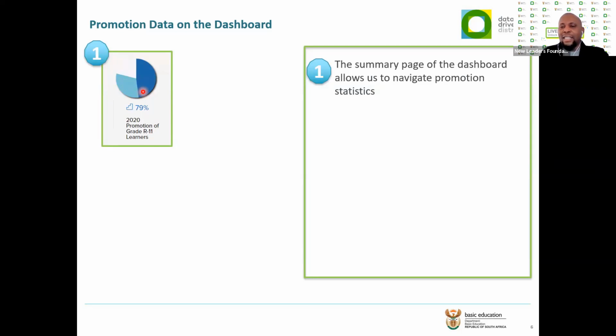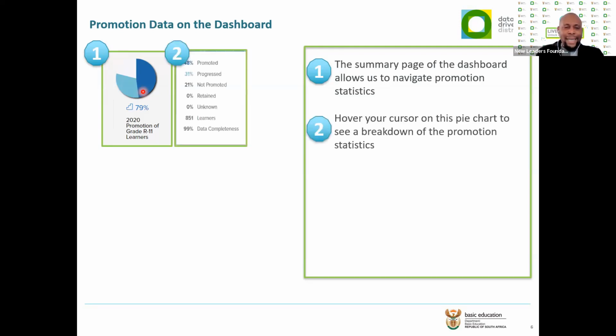Now it says here, the summary page of the dashboard allows us to navigate the promotion statistics. On the summary page, it doesn't have detailed information. It just gives you a holistic, summary view of what the promotion statistics is for your school, or if you're at the district level, for the schools under your district or the schools under your circuit that you're actually engaging. Right?